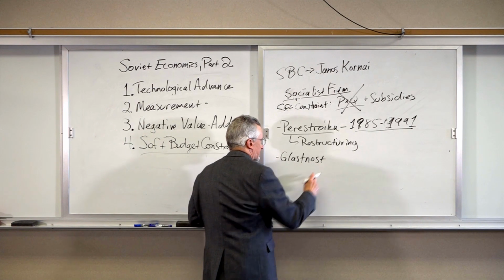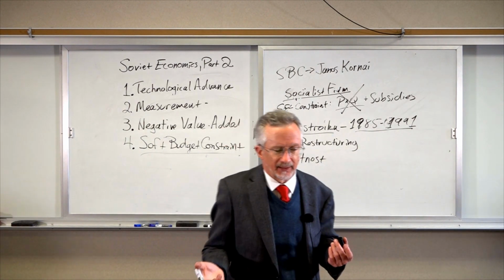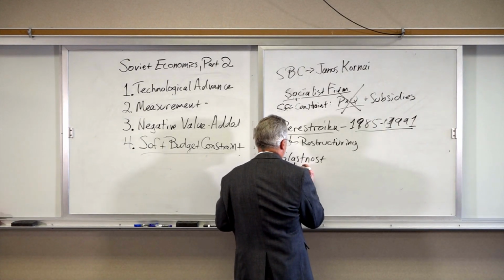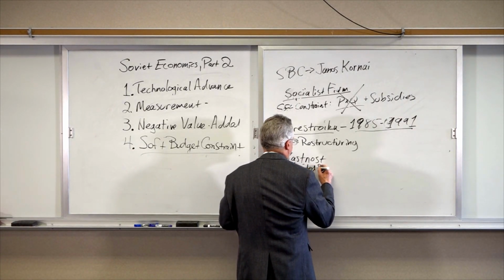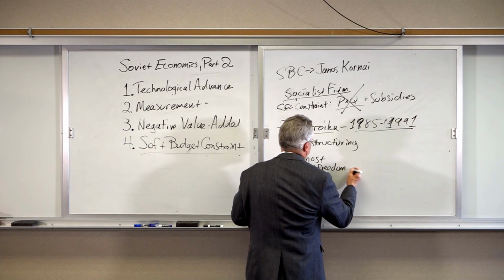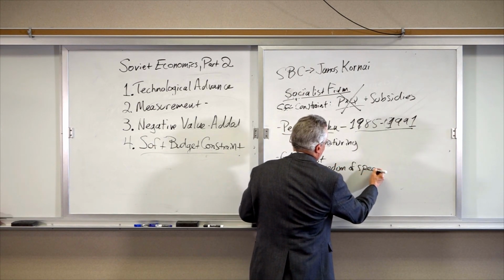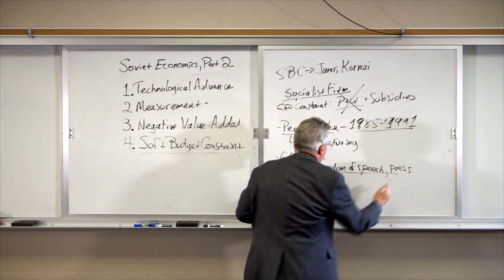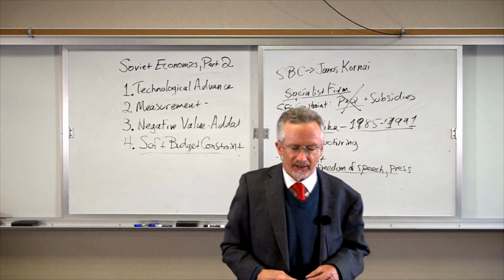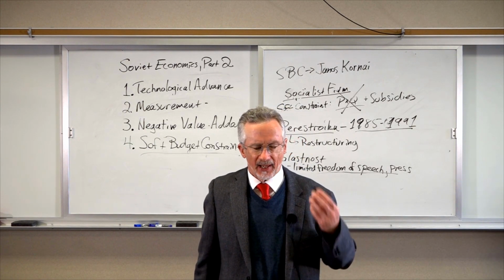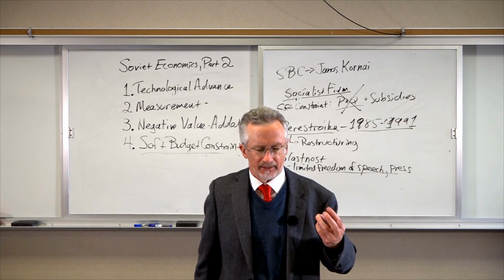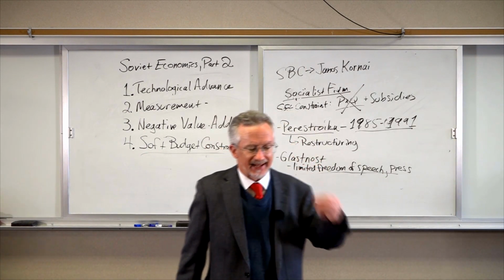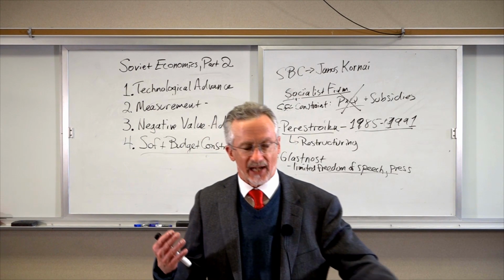Glasnost is a Russian word that means openness. And glasnost means limited freedom of the press and speech. It's limited. But there's some. And people start talking openly about the failures of the economic system and the crimes of the system. Perestroika, restructuring, is this attempt to save the central planning system with economic reform.